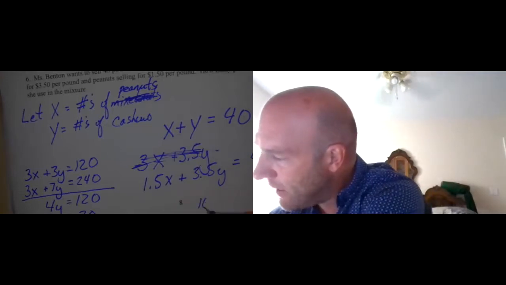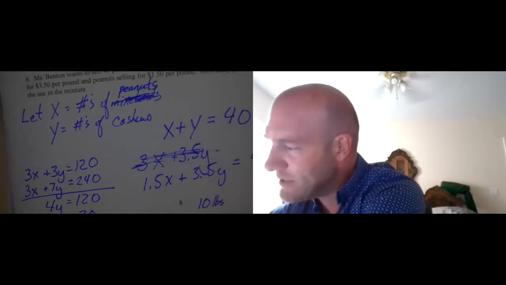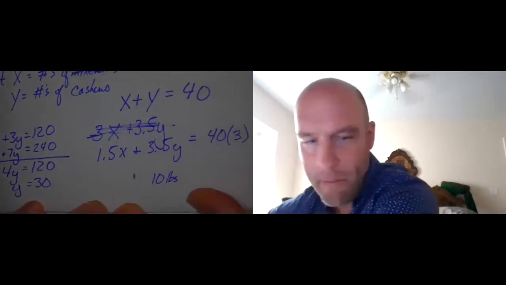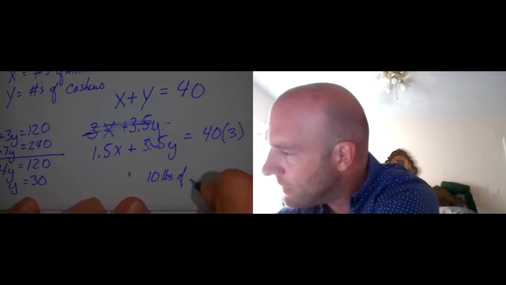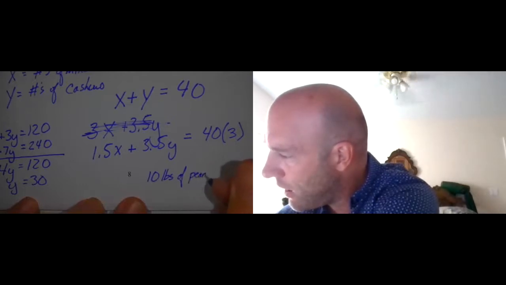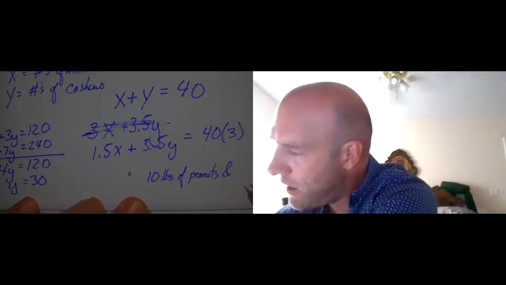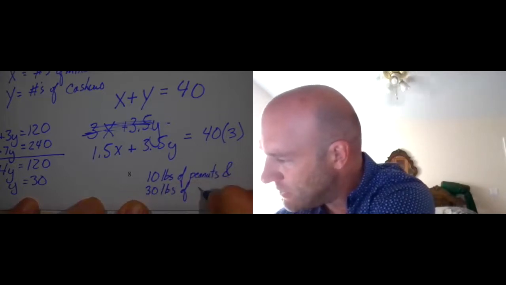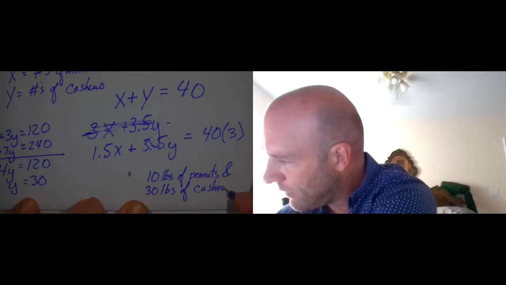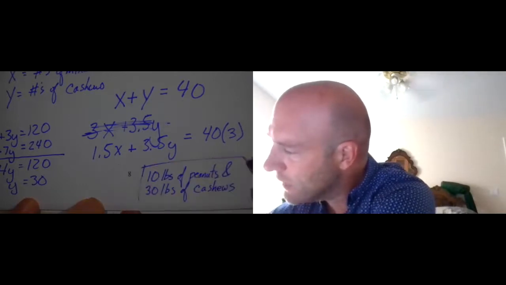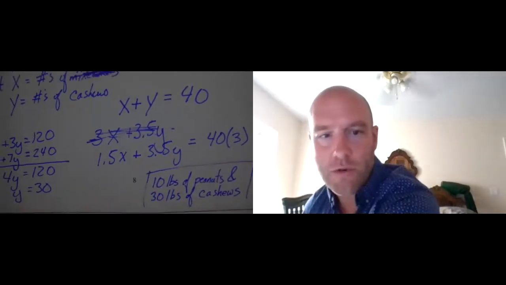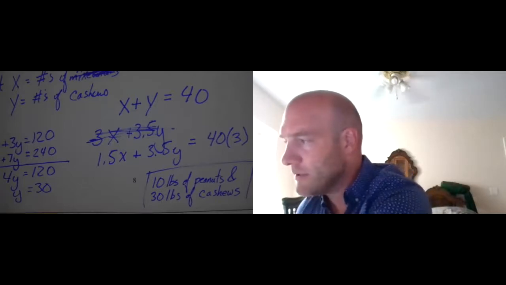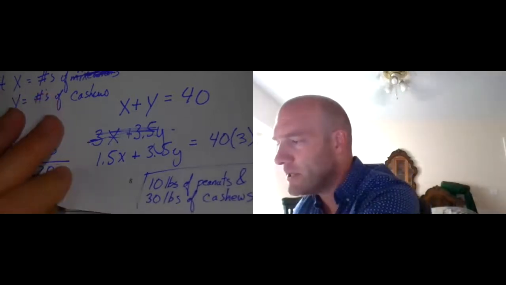So I guess we have 10 pounds of peanuts. I'll use lbs instead of the pounds thing. Peanuts. And 30 pounds of cashews. And that looks like a good answer to me. Hey, sorry about misreading it. These things happen.